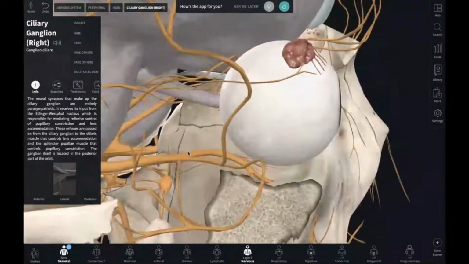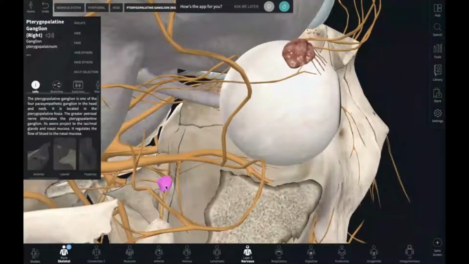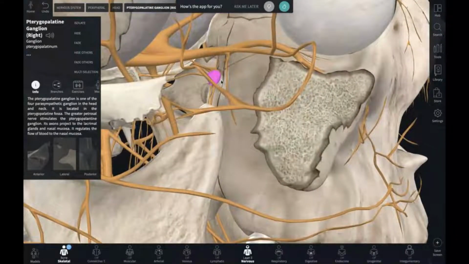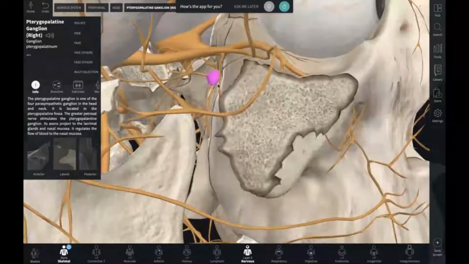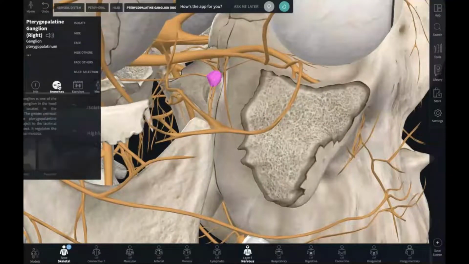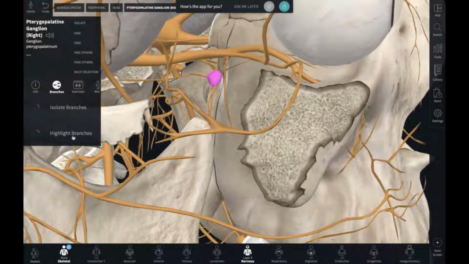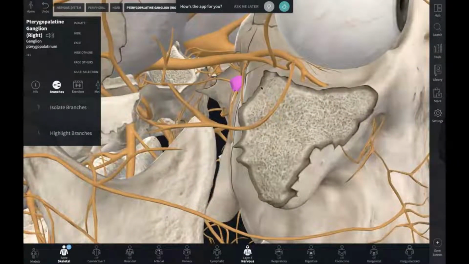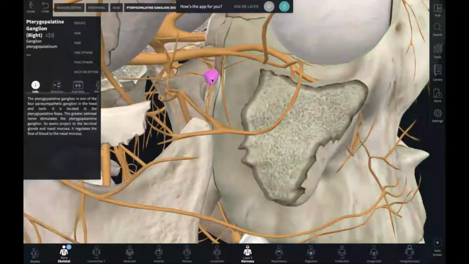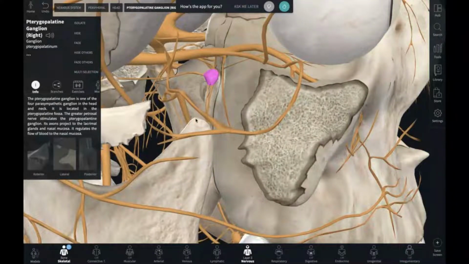But in the posterior aspect of this bone, you have the pterygopalatine ganglion. Actually, this pterygopalatine ganglion is said to be the largest ganglion in the body, which is derived from the facial nerve. This is called a pterygopalatine ganglion, one of the largest ganglia in the body. It is present in the posterior aspect of this maxilla bone.